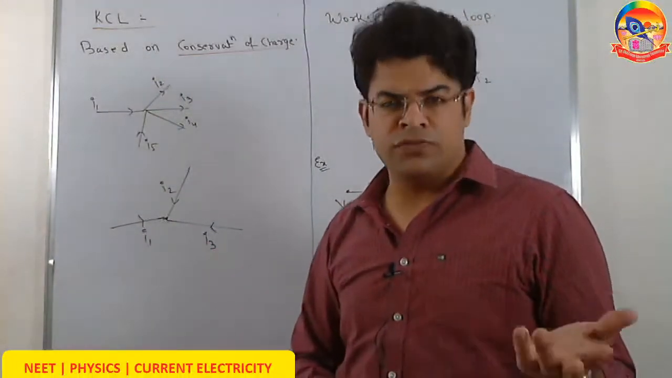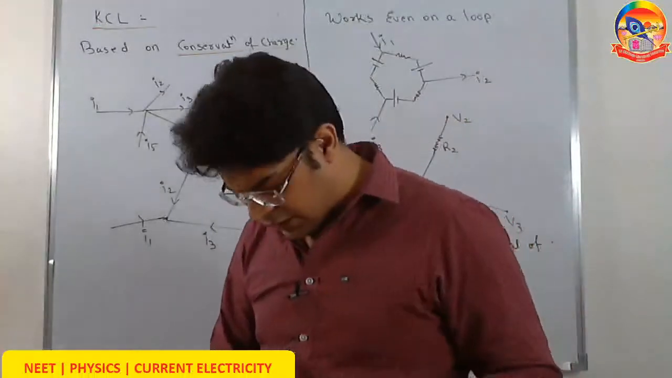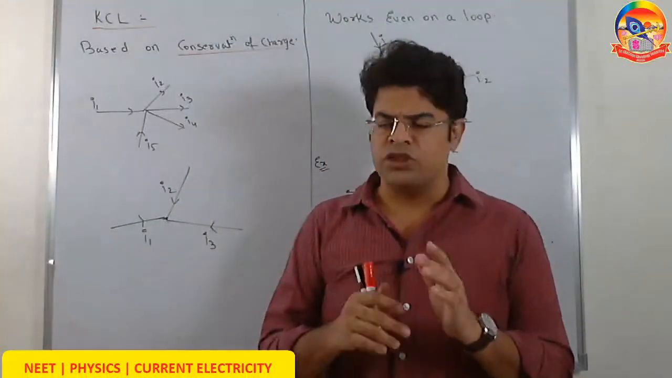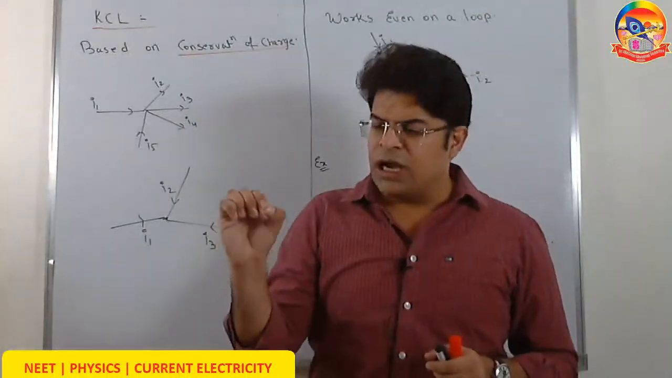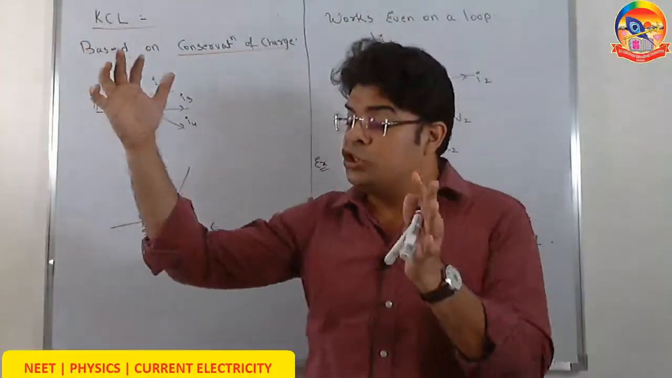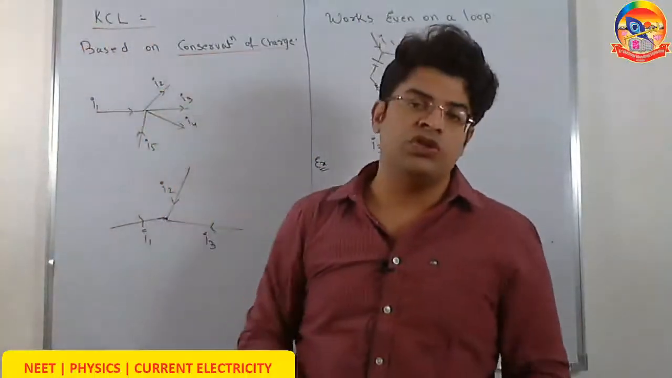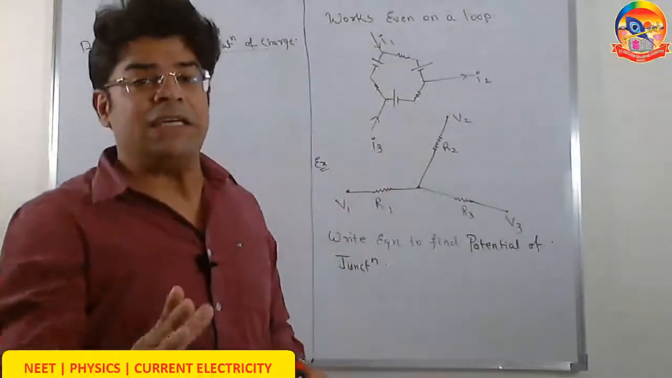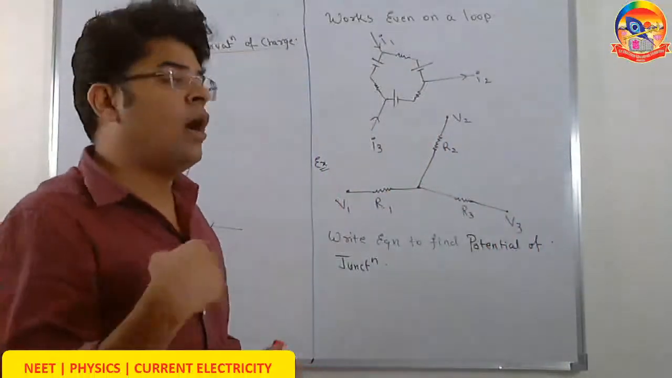KCL is called Kirchhoff's first law sometimes, or Kirchhoff's current law. Kirchhoff's current law is based simply on the principle of conservation of charge. A junction can't create charge. A junction can't consume charge. Whatever charge comes to the junction, the same amount of charge should go away from the junction per unit time. So current reaching the junction must be equal to current going out of the junction.